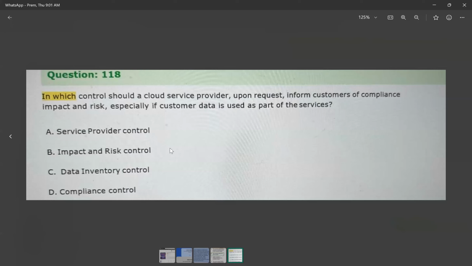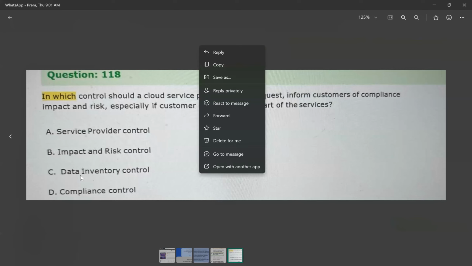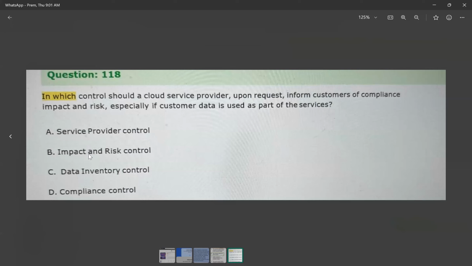In which control should a cloud service provider, upon request, inform customers of compliance, impact, and risk, especially if customer data is used as part of the services? Okay, this is a very simple question, gentlemen. Why? Because there is nothing called service provider control. There is nothing called impact and risk control. There is nothing called data inventory control.